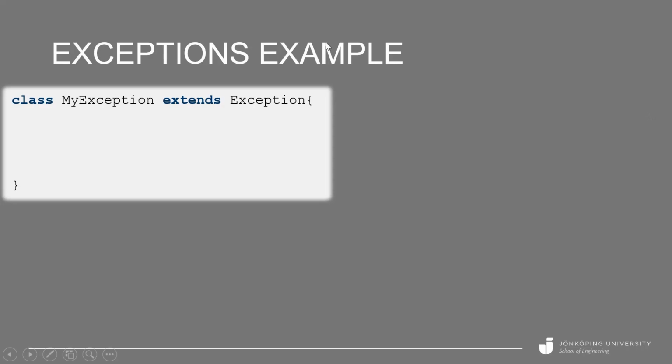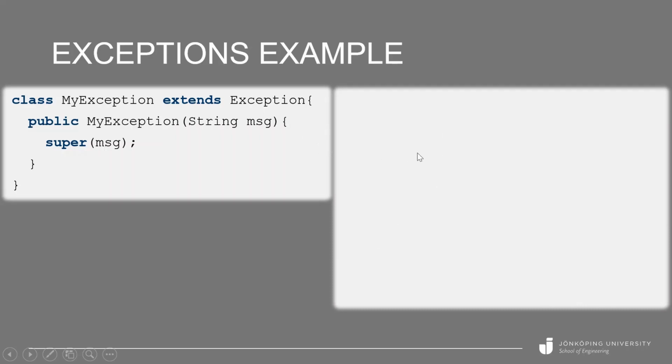To create your own exception class, simply create a class that inherits from the Exception class, and then you need to add a constructor, for example the one that receives a string as its argument, and then you simply pass that one to a constructor in the Exception class.